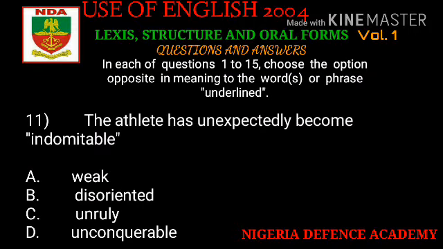Question number eleven. The athlete has unexpectedly become indomitable. What do you think is the answer here? Option A, weak. Option B, disoriented. Option C, unruly. Option D, unconquerable. What do you think is the answer? Well, sir, the opposite in meaning to the word indomitable is weak. So, option A has the right answer.